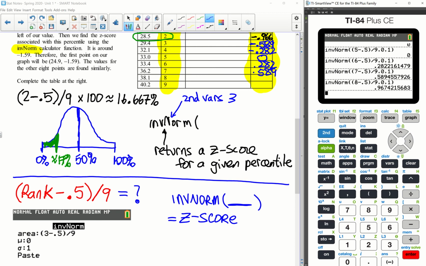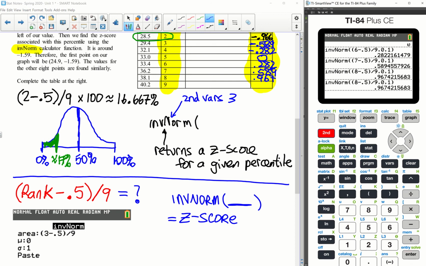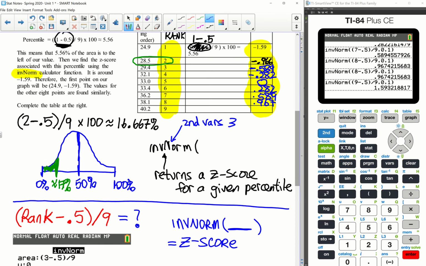Point 967 instead of 966.9. But it's pretty close. Hit enter, second enter. And then the last one, last and final, would be the 9. And we're looking at 1.59-ish, compared to negative 1.59-ish. So we're looking pretty good.